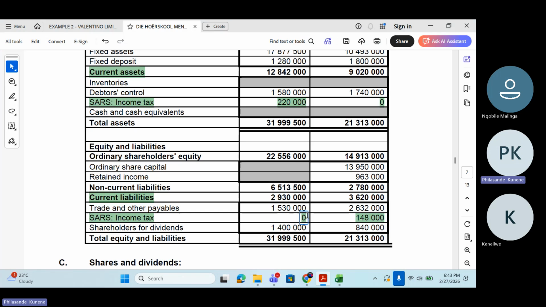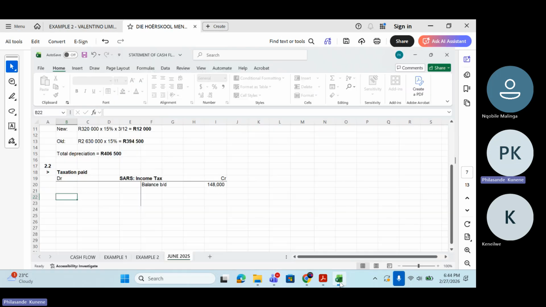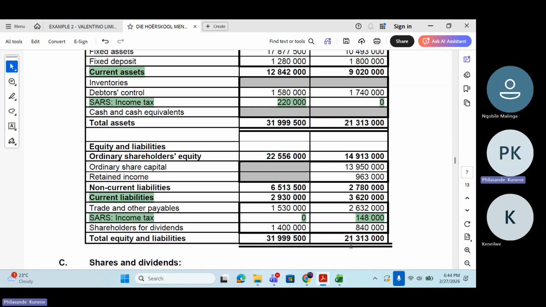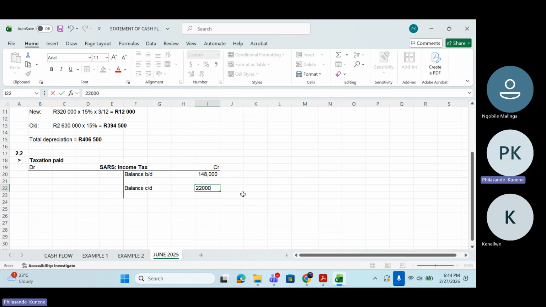But looking at this information here, because the closing balance is not the liability, they will be in the opposite side if both of them are liabilities. But since SARS income tax closing balance is an asset, it will be on the same side. I'm going to have balance carried down on the same side as the balance brought down, which is 220,000 rands. That's what I'm going to record here. You can see now balance brought down and balance carried down, they're both on the same side.